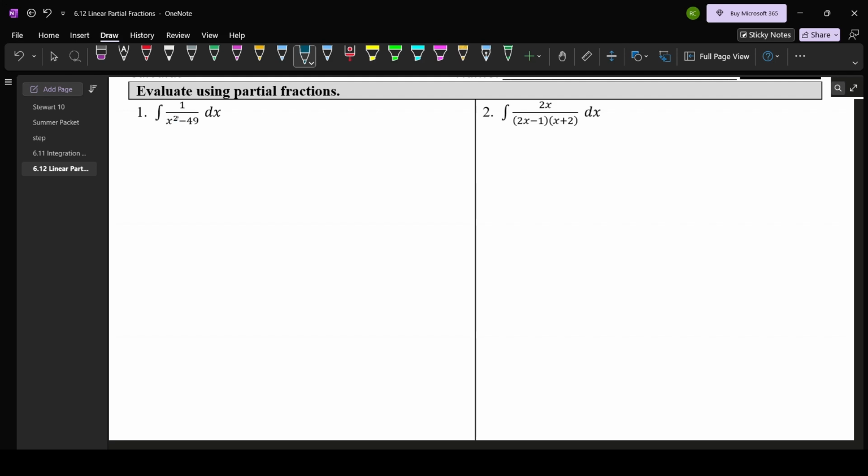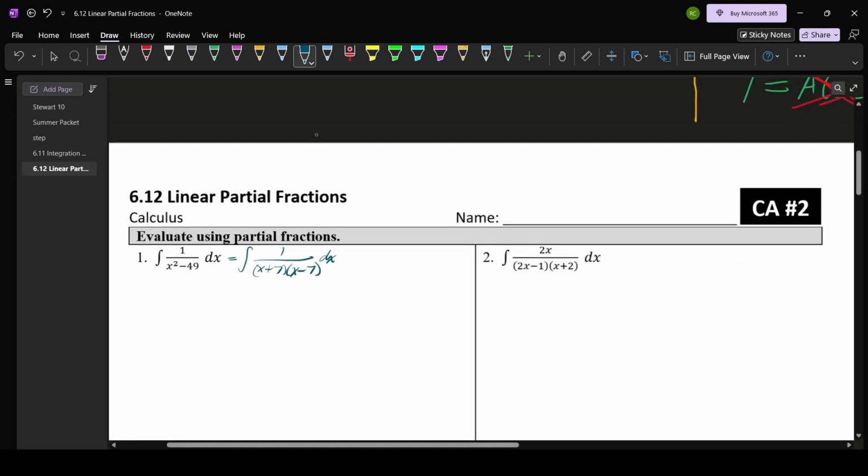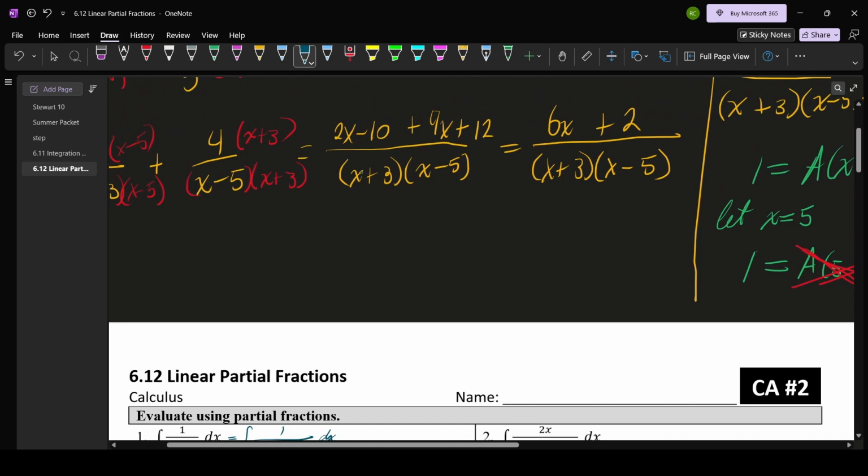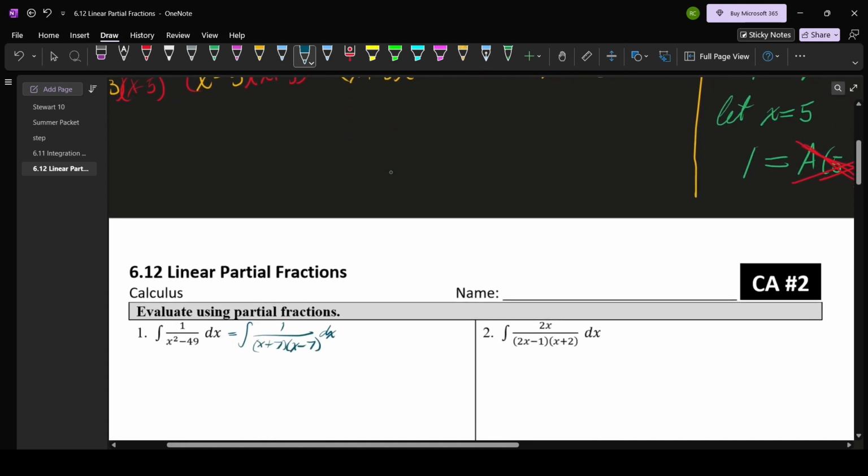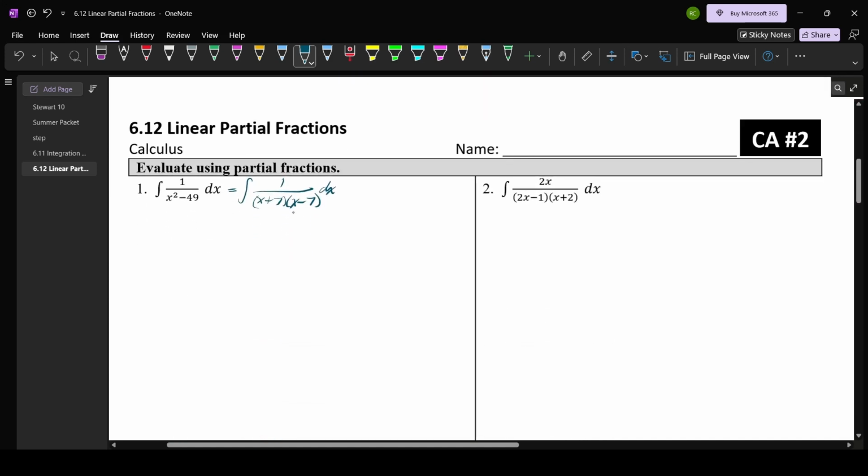This is a classic difference of squares. So we can definitely rewrite this as the integral of 1 over x plus 7 and x minus 7 dx. And just like before, because our denominator is a product of two linear factors, that means we can rewrite this as the sum of two distinct fractions. So I'm going to rewrite that.